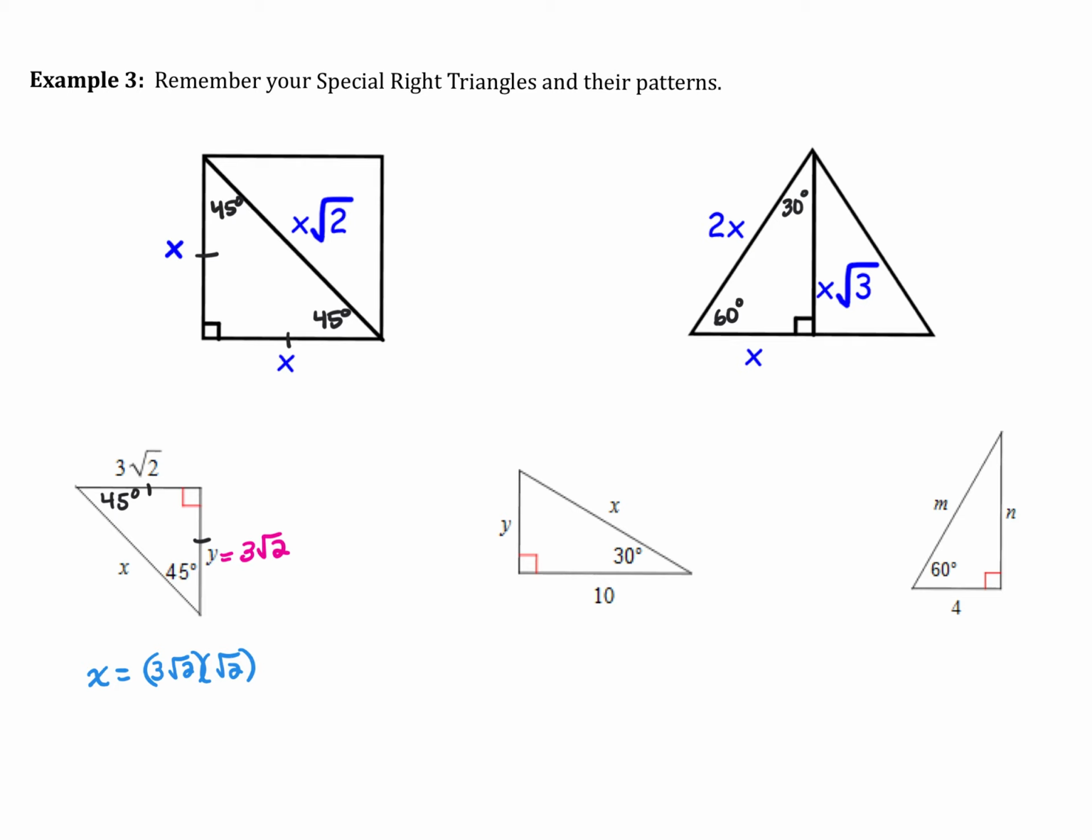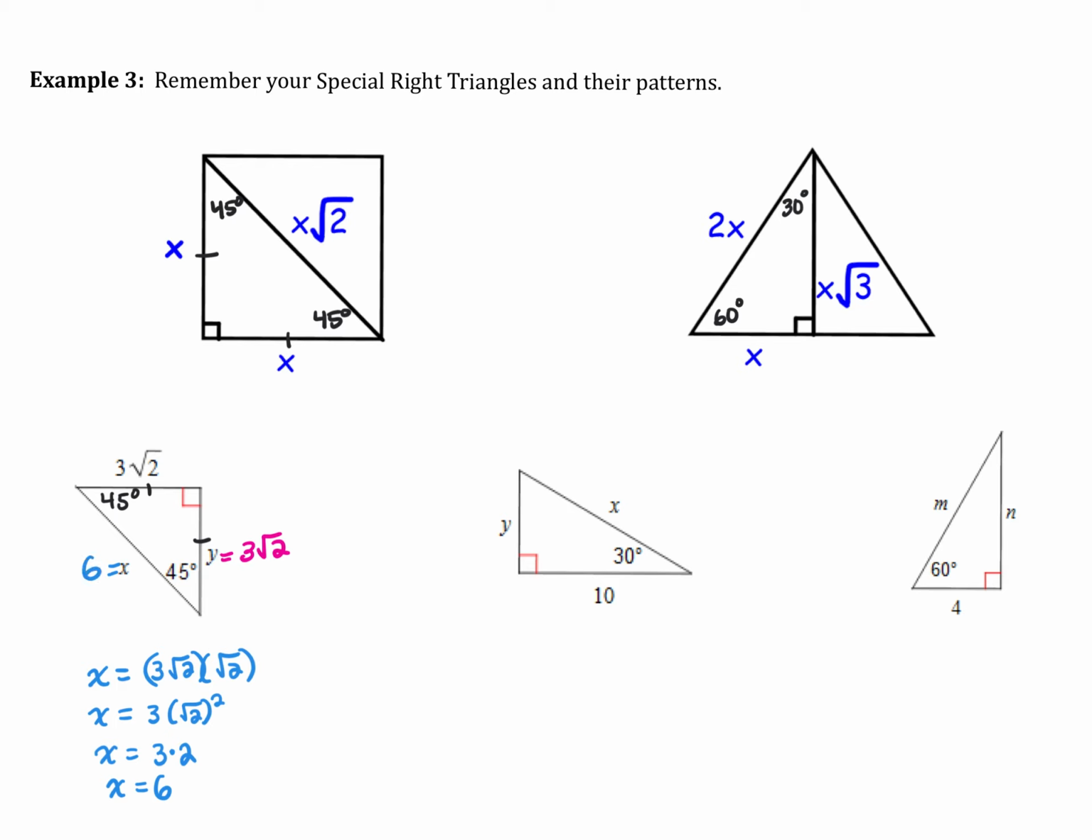Okay? And then it's a simple matter of doing some multiplication. So guys, when you see a radical 2 times a radical 2, when you see a square root of something times itself, you're really squaring that thing. So it's the same thing as saying 3 times the square root of 2 squared. Now we know that the square root of 2 squared is just 2, so it's really just saying 3 times 2. So what we get is that the hypotenuse is just 6.